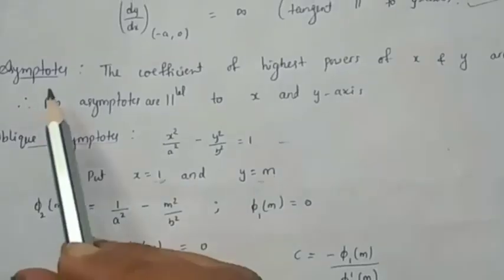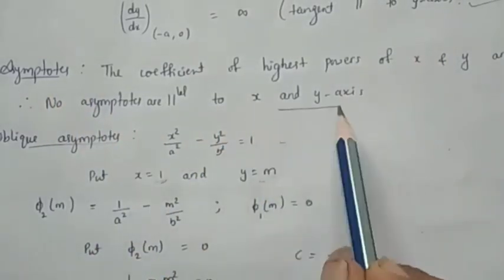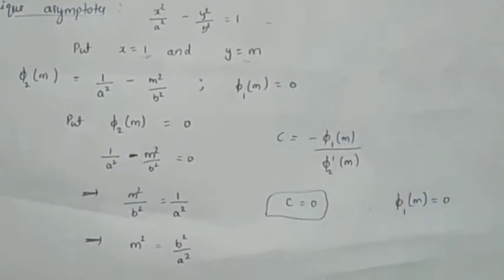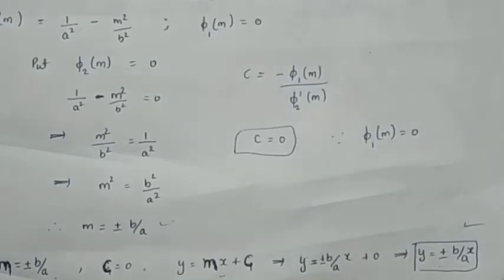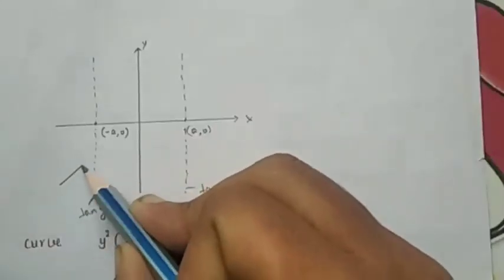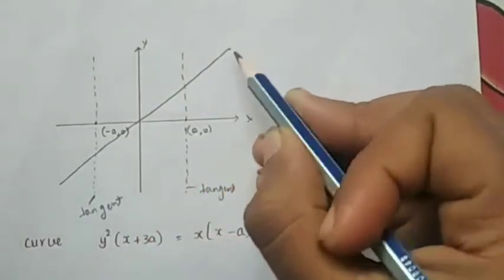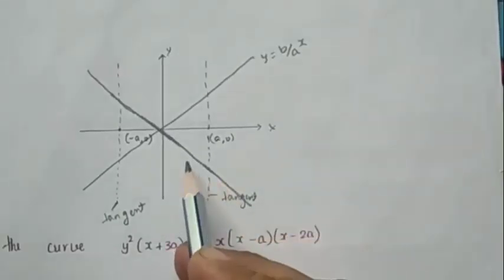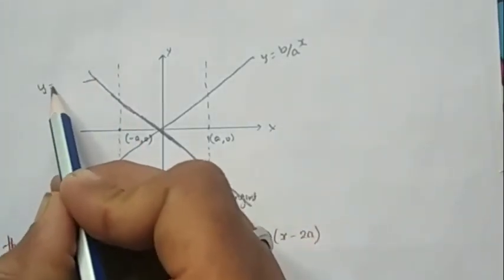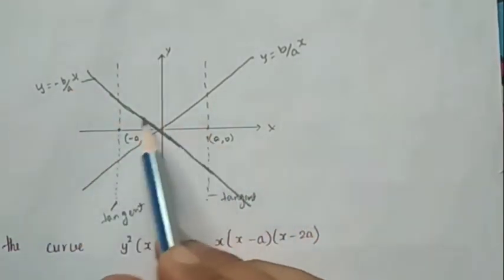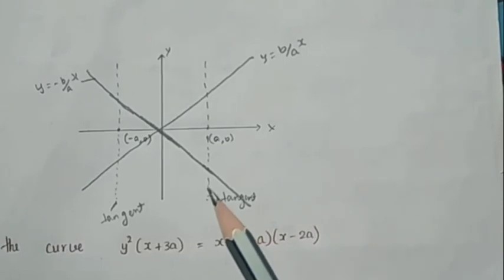The next point is asymptotes. There are no asymptotes parallel to the x-axis and y-axis. And the oblique asymptotes are y is equal to plus or minus b by a x. You get y is equal to b by a x and y is equal to minus b by a x. This line is y is equal to b by a x. This line is y is equal to minus b by a into x. They are the asymptotes.